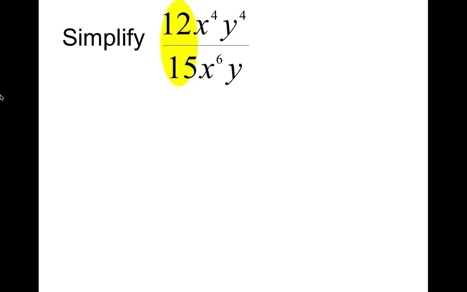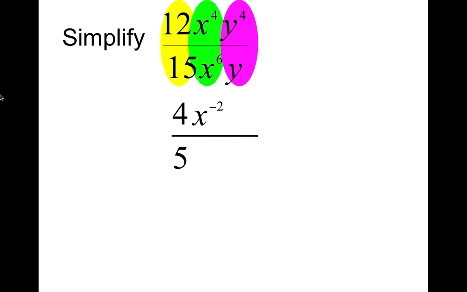Another way to think about this is, well, first we want to reduce this fraction. 12 fifteenths is the same as 4 fifths. And then a couple times here we are dividing the same base, so we want to subtract the exponents. 4 minus 6 is negative 2, and 4 minus 1 is 3.